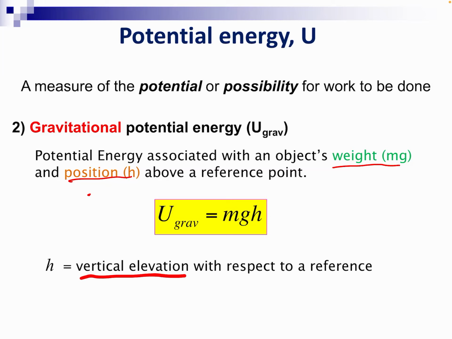So if you wanted to increase the gravitational potential energy, we can increase the mass or the elevation, or if we're just looking at the same object with the same mass, then we can increase the gravitational potential energy by increasing the elevation of the object.